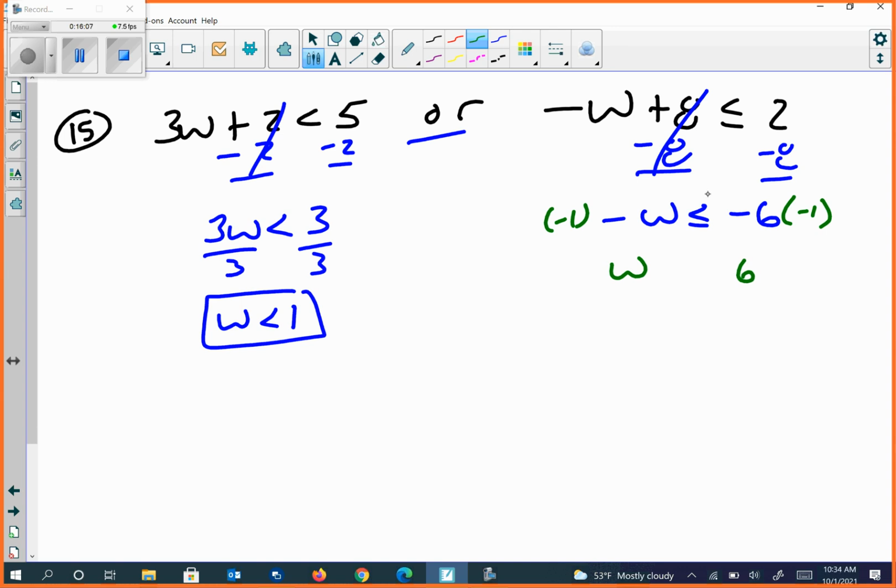What's going to happen to my sign? Flips, because I multiply by negative. Good. So here's my two answers. So I want w is less than 1, or w is greater than or equal to 6.